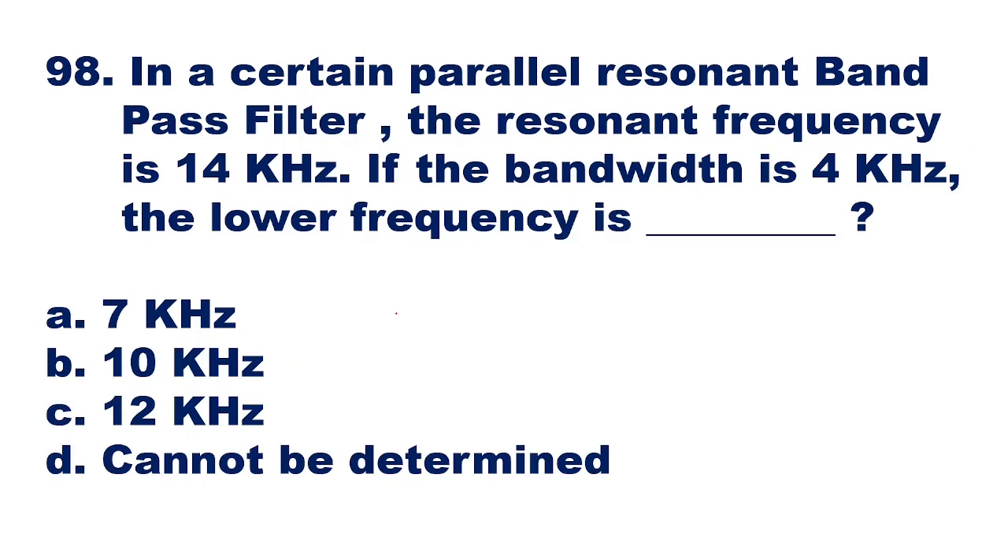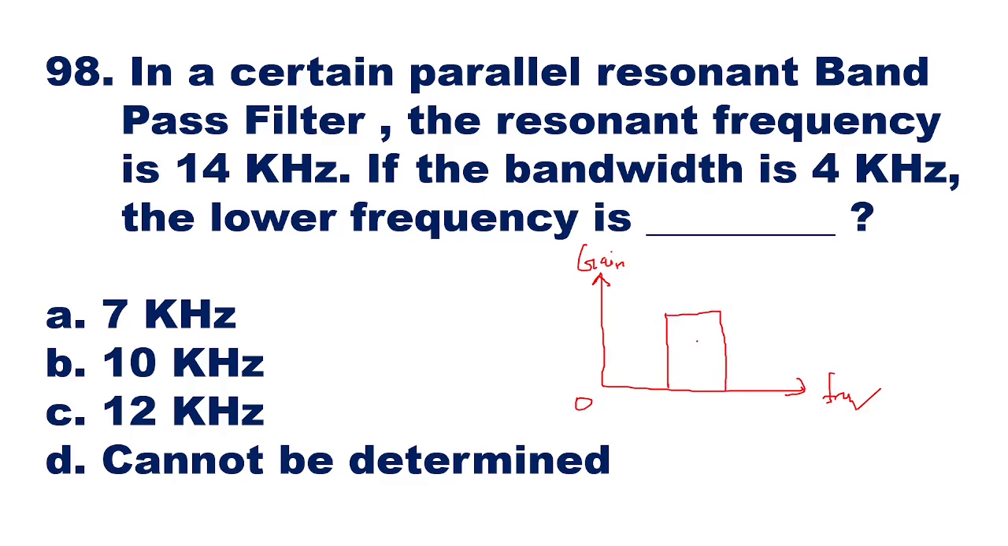Question number 98. In a certain parallel resonant band pass filter, the resonant frequency is 14 kilohertz, and if the bandwidth is 4 kilohertz, what is the lower frequency? If you draw the graph for this band pass filter, it will be gain versus frequency. It is a band pass filter, so we'll be having two cutoff frequencies, F1 and F2.